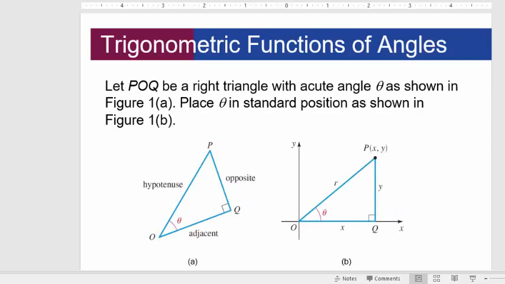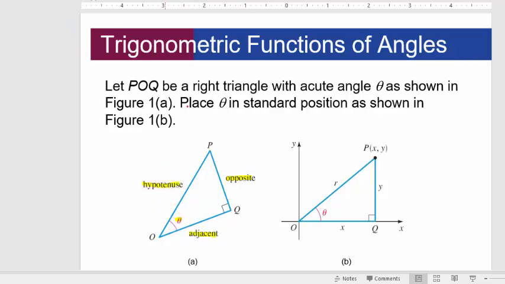Here we have a couple of diagrams of right triangles. The one on the left is just your basic right triangle that's outside of the coordinate plane. We have our angle theta, and then we have our side opposite, our side adjacent, and our hypotenuse, right? So this was theta, this was the side opposite, this was the side adjacent, and this was the hypotenuse.